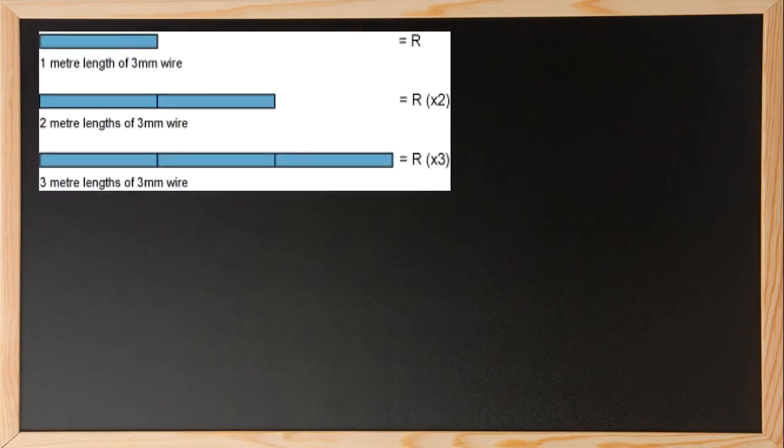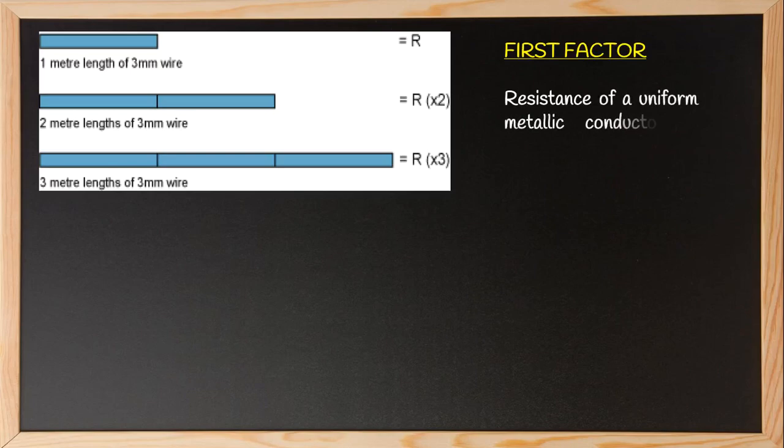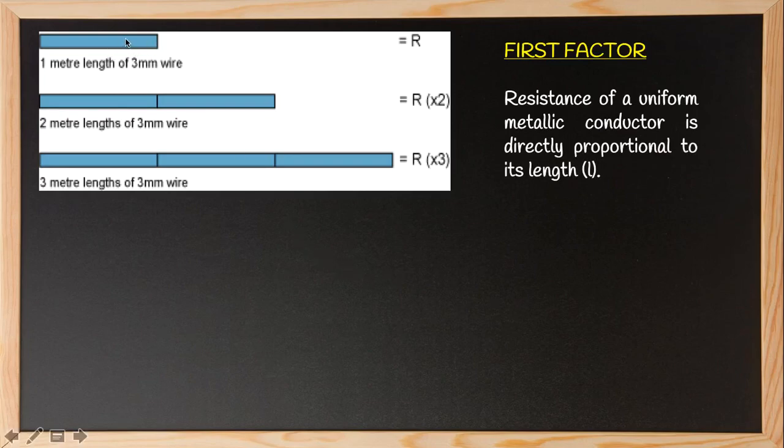Now, if you look at this particular example, that is the first factor. The resistance of a uniform metallic conductor is directly proportional to its length, that is L. If you see here, this is 1 unit, that is 1 meter length. So the resistance is R. If it is 2 meters, then you have to multiply, the resistance will increase, so R into 2. Now if it is 3 meters, then the resistance will increase by 3. It's R into 3. So as the length increases, resistance also increases. This is the first factor that will influence resistance.